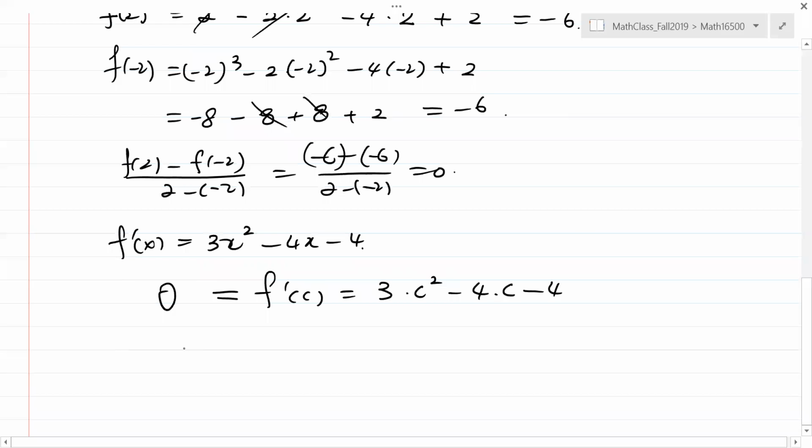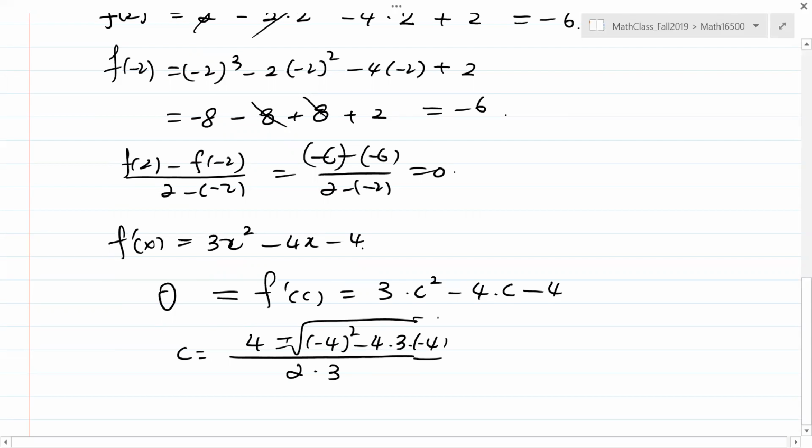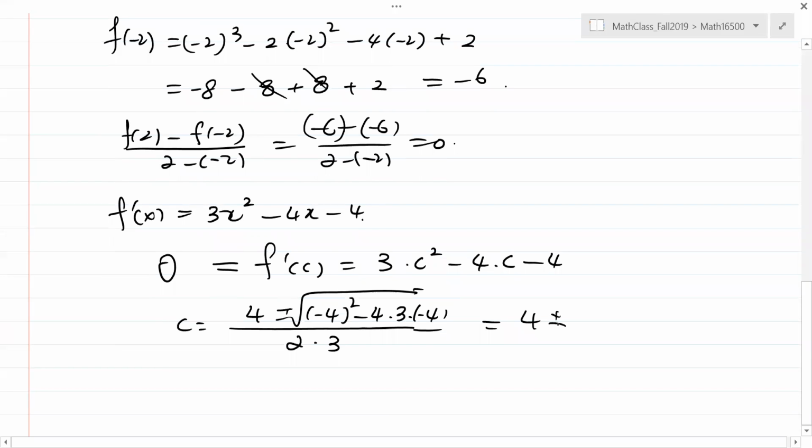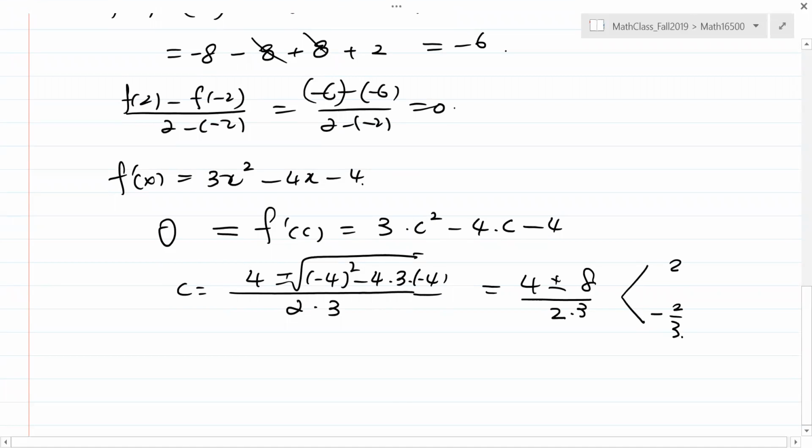Use the quadratic formula. c is going to be negative b plus or minus the square root of b squared minus 4ac, over 2a, okay? So I think I'm going to get 4 squared, I can take it out, 4 and then have 4. I think it's going to be 4 times 2 is 8. Okay, so there are two solutions. If it's plus, 12 divided by 6 is 2. If minus, it will be minus 2 over 3. Okay, so there are two solutions, 2 and negative 2 over 3.